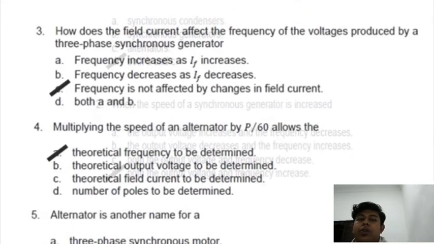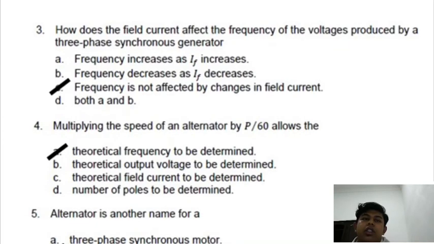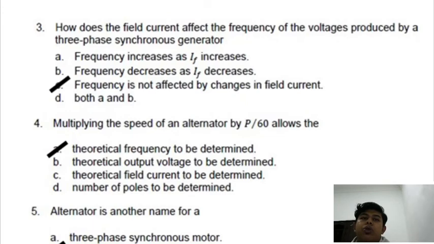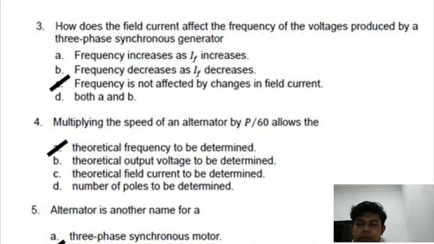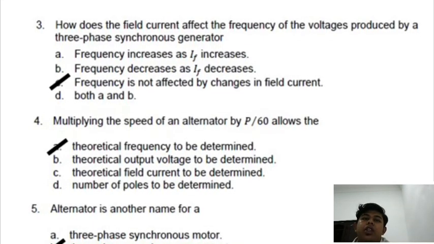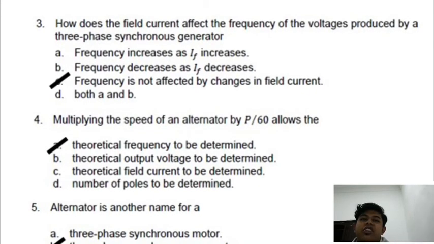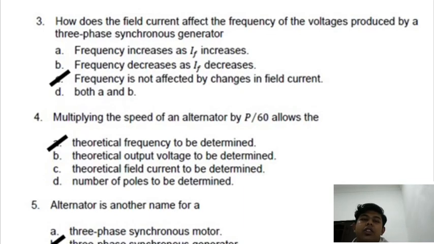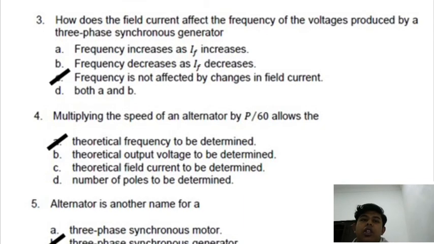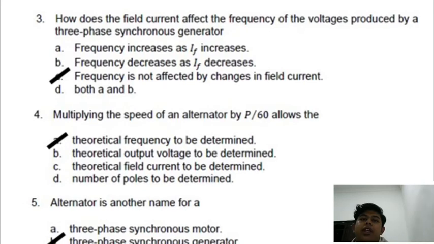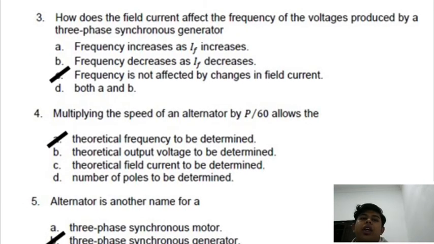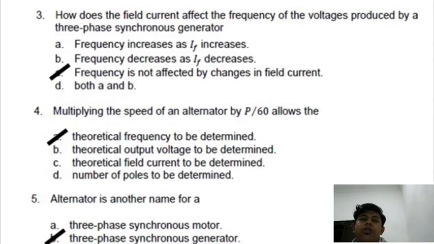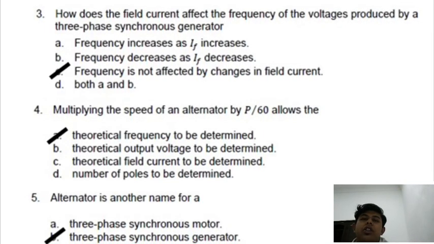Okay, next, question 3. How does the field current affect the frequency of the voltage produced by a three-phase synchronous generator? Okay, A, frequency increases as IF increases. B, frequency decreases as IF decreases. C, frequency is not affected by change in field current. D, both A and B. So, the answer is C. Frequency is not affected by change in field current.